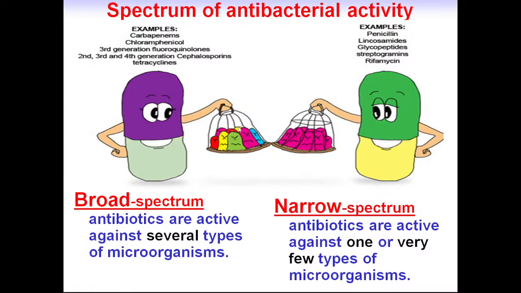So, broad spectrum drugs are active against several types of microorganisms. And here you can read the examples of these broad spectrum antibiotics. And here you can see an example of narrow spectrum antibiotics, those that are active against one or very few types of microorganisms. So, for example, gram-positive organisms only, and this is against different.